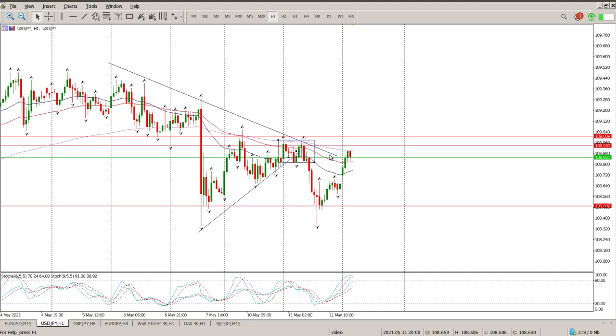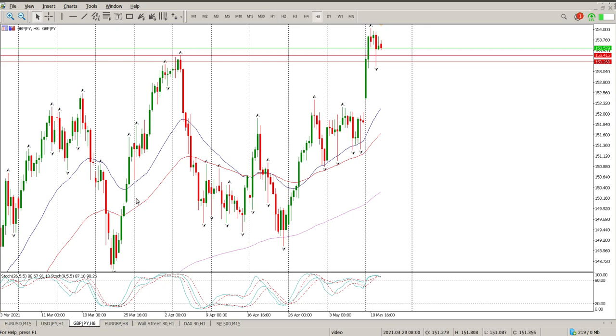I'm still in a downtrend. So as far as I'm concerned, the most likely trade is another move to the downside in this range. That's what we see at the moment. But it is sideways, which is keeping me on the sidelines as well.